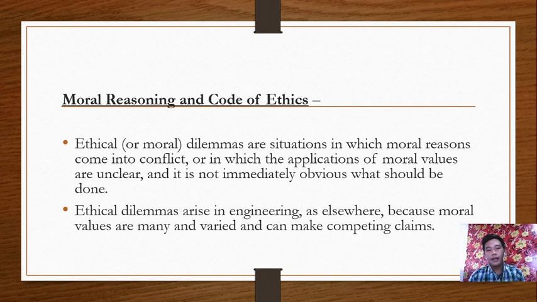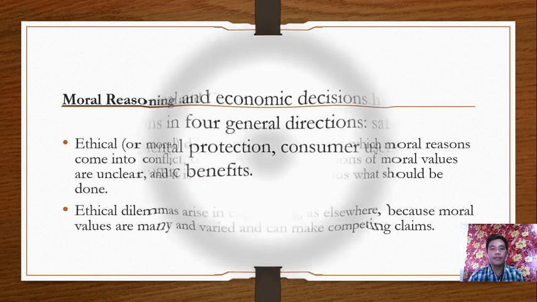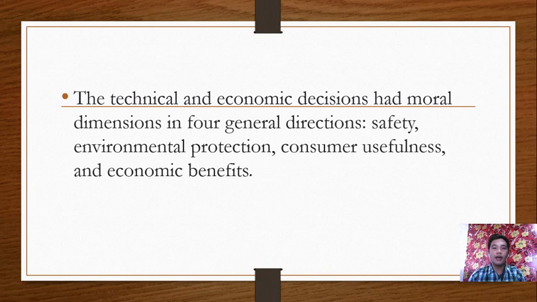Next, ethical dilemmas arise in engineering. Yes, it is common for us engineers to face those dilemmas or have difficulties in choosing what is better or worse, as elsewhere, because moral values are many and varied and can make competing claims. Next, technical and economic decisions have moral dimensions in four general directions. First is safety. Second, environmental protection. Third, consumer usefulness. And lastly, economic benefits.